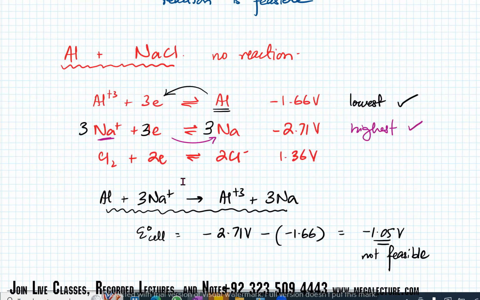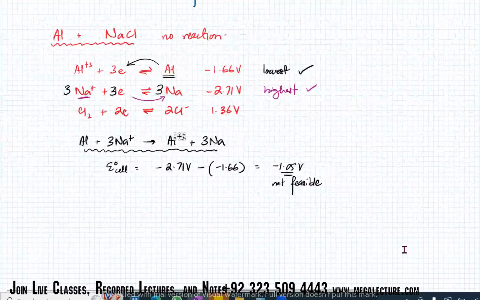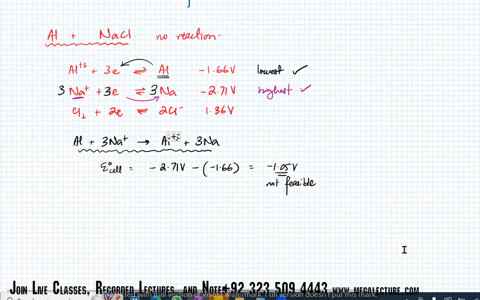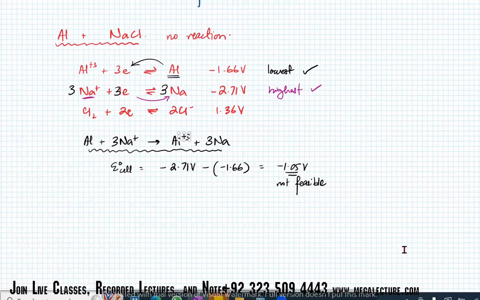So there is no forward direction. There should be no reaction between them. They can be formed as a product, but they can't react with each other. Okay? So you can just look at the E0 cell. If you get negative, that means nothing would happen. Okay, is this clear? Yeah, it's clear.